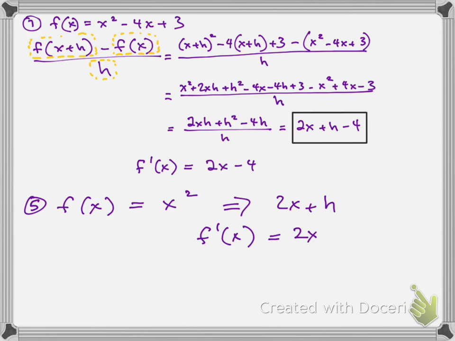Number 1 and number 3 were just linear functions. We end up just getting the slope, right? Now what do we have here in back-to-back in problem number 5? What do we have? F of x equals x squared. What's our derivative function or our slope function going to be? X squared gives us what? 2x.